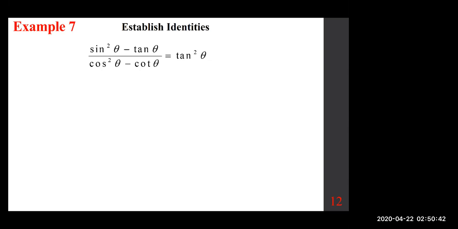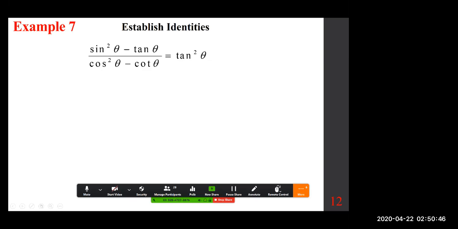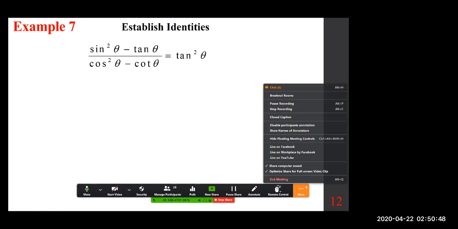And generally speaking, what do you do with tangent and cotangent? You get rid of them. You make them look like sine and cosine. All right. Couple of minutes, you can do this.